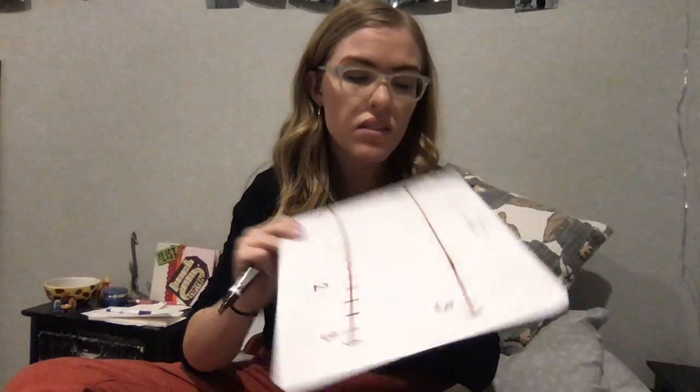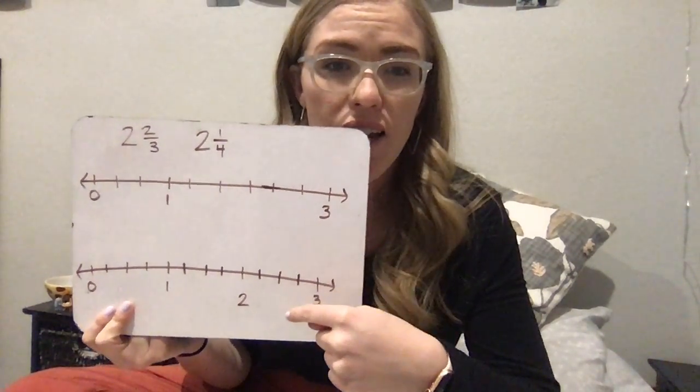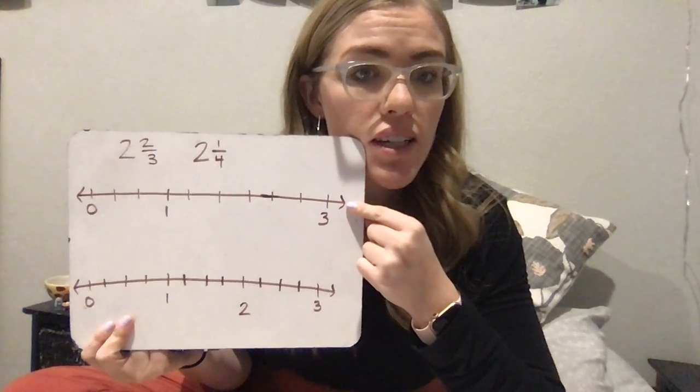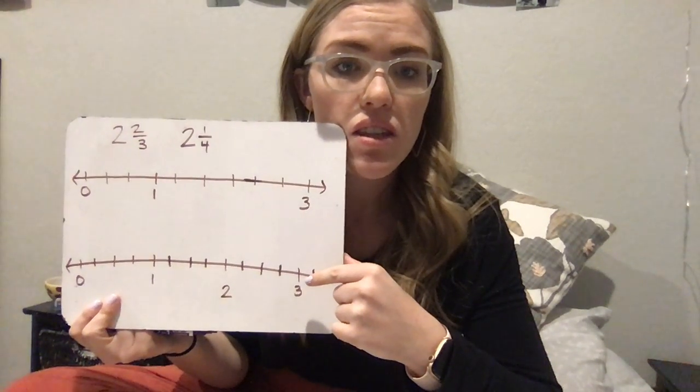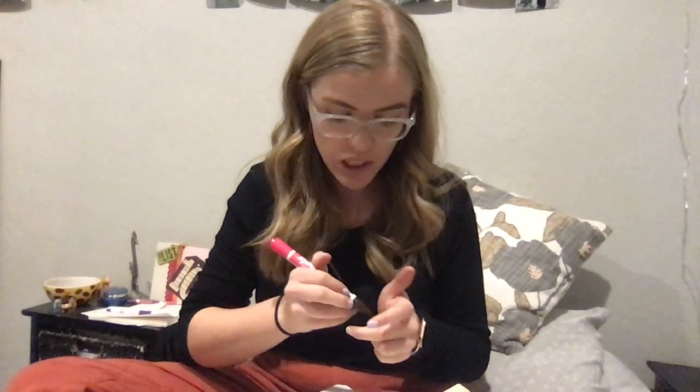So one method is to draw it out like we just did. Another method is to use number lines. So right now I'm comparing 2 2/3 and 2 1/4. And I drew out 2 different number lines. The top one is split into thirds. The bottom line is split into fourths. So I'm going to mark 2 2/3 on the top line, and I'm going to mark 2 1/4 on the bottom line.